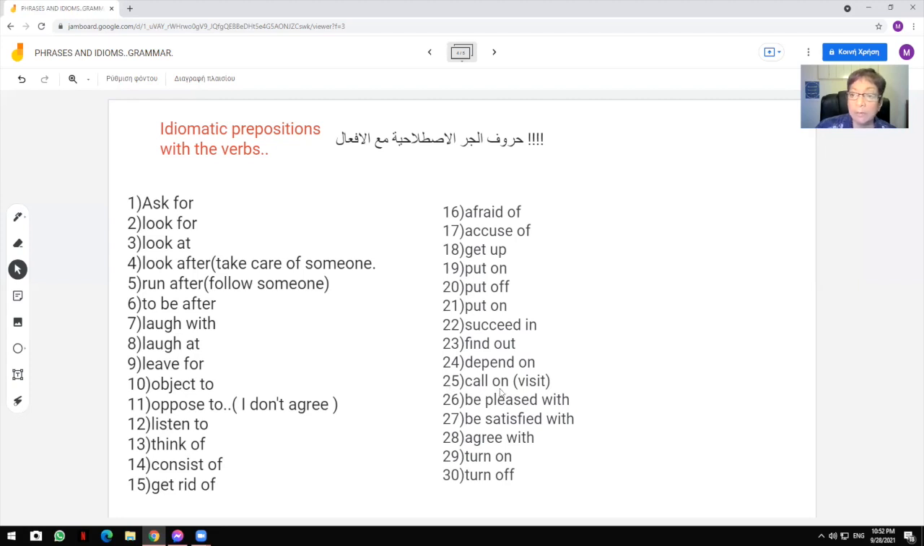Twenty-five. Call on means to visit. To visit, when you go for a visit you say I call on. I called on Helen yesterday. I called on Mohammed this morning. I called on my sister. Okay, it means you go to visit. Call on.